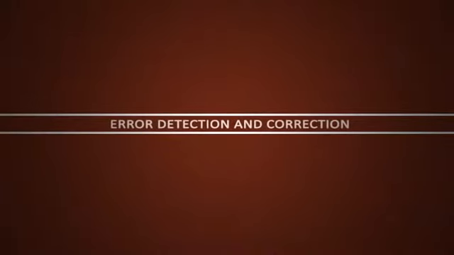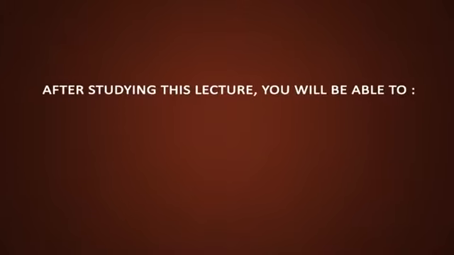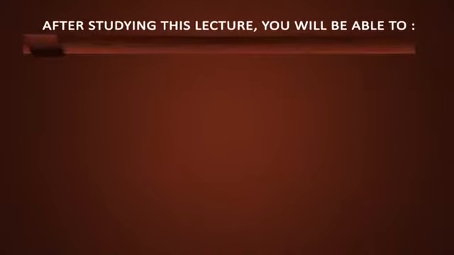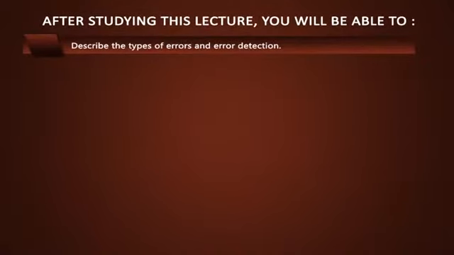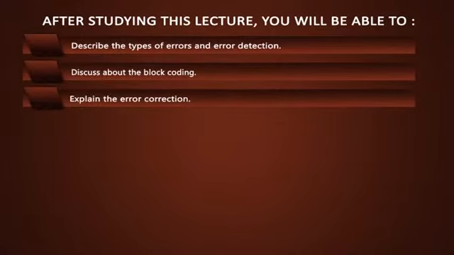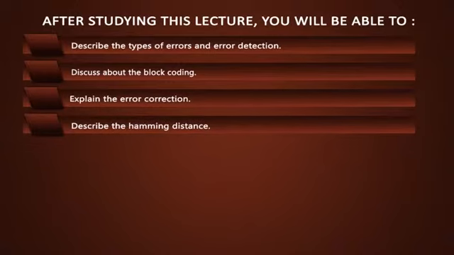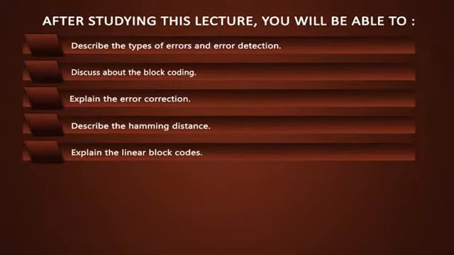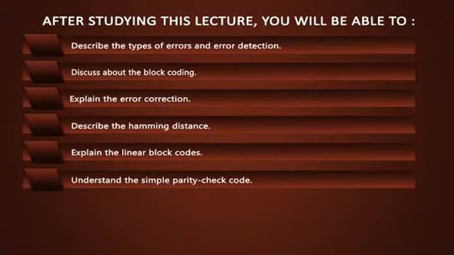Students, and welcome to the lecture on error detection and correction. After the lecture, we will be able to learn the following objectives. Describe the types of errors and error detection. Discuss block coding. Explain error correction. Describe the Hamming distance. Explain linear block codes. Understand the simple parity check code.